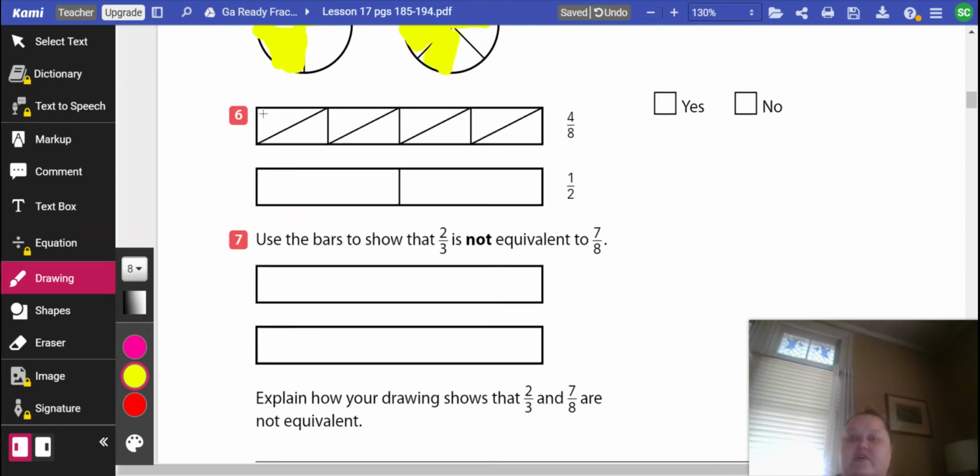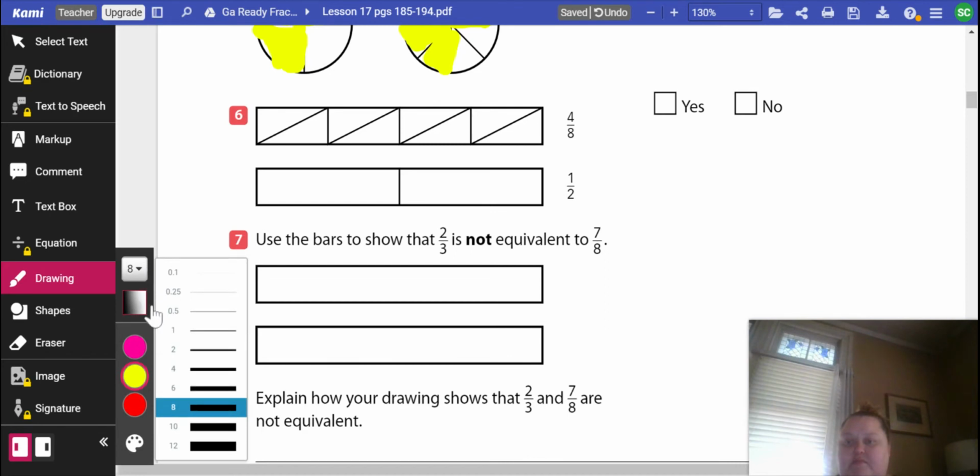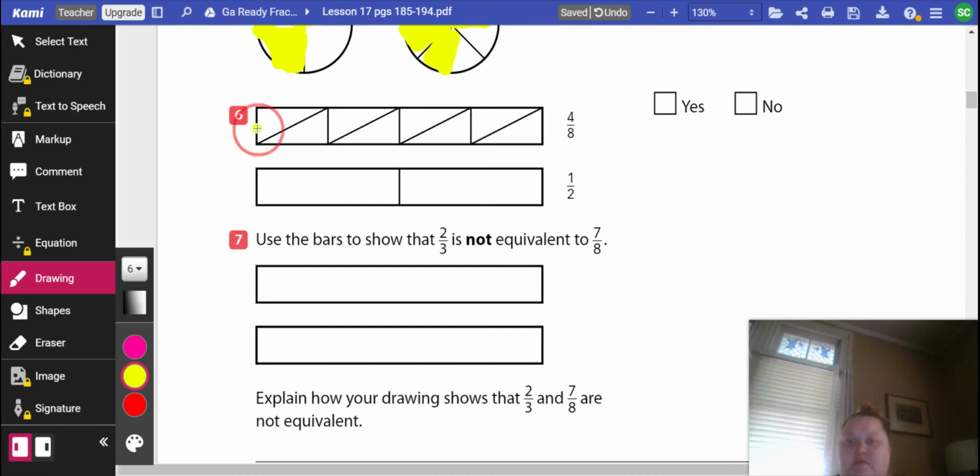Number 6, 4/8. 1/8, 2/8, 3/8. Just pretend like that whole thing is shaded. And 4/8. And down here it tells us 1/2. So that means 1 out of my 2 parts. Okay, and do those line up? Yes, they do. So 4/8 and 1/2 are equivalent. Check yes. All right.